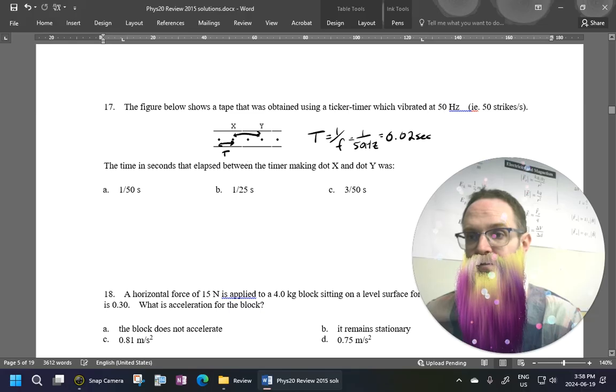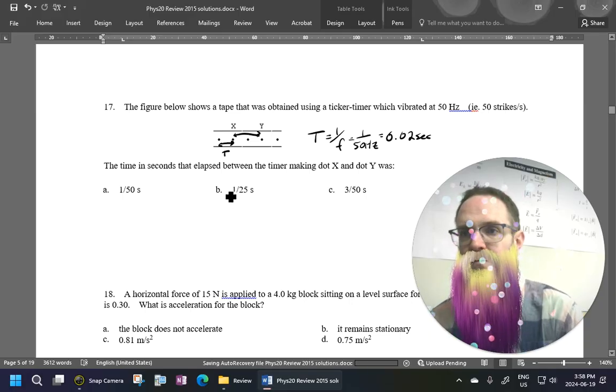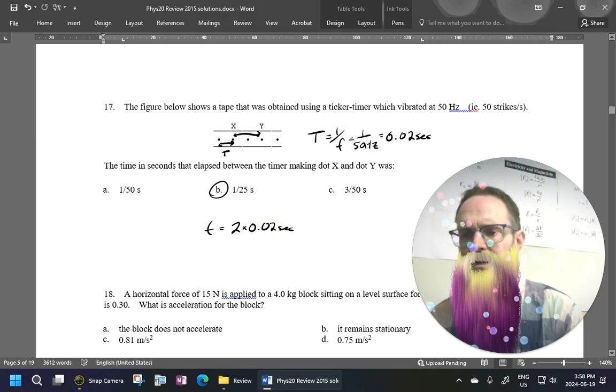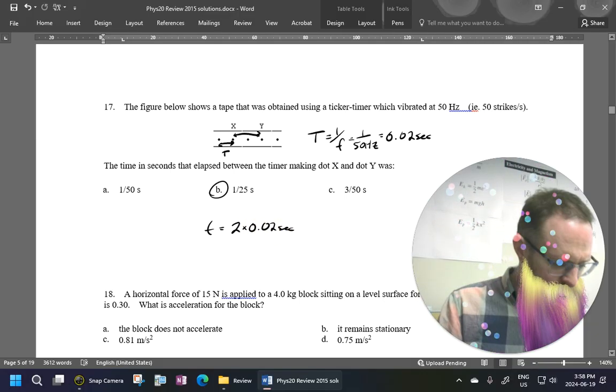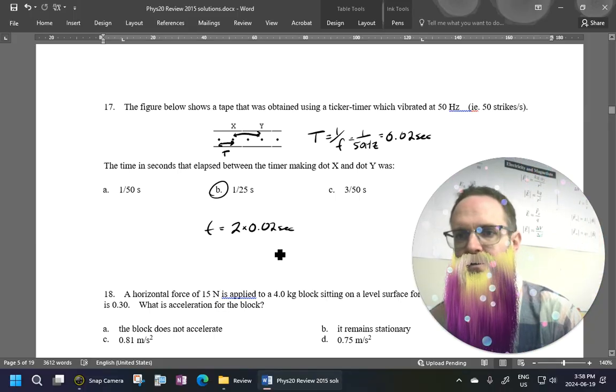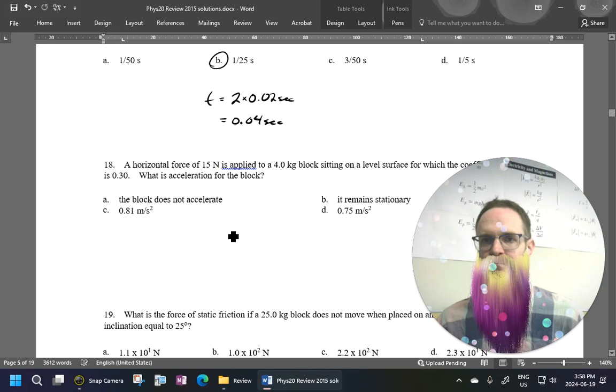So I have to look through all these numbers here and try to figure out which one's 0.04. So the time is 2 of these, 2 times 0.02 seconds. I don't know why they use fractions for this answer. But yeah, it's going to be 0.04 seconds. There you go. Okay.